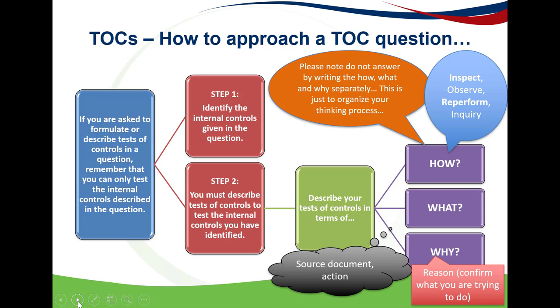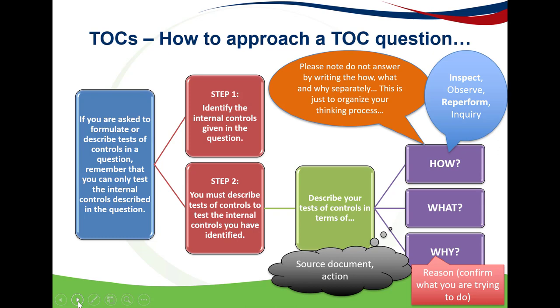When you describe these tests of controls, you need to include the how, the what, and the why. So remember, you don't have to write there the how, the what, and the why. This is just to organize your thinking process. Make sure when you describe your test of control that the how includes how you're going to do it. For test of controls, it should be by inspection, observation, re-performance, or inquiry. Of those, the most important are inspect and re-perform. If you cannot inspect something or re-perform the action, you will typically observe or inquire.